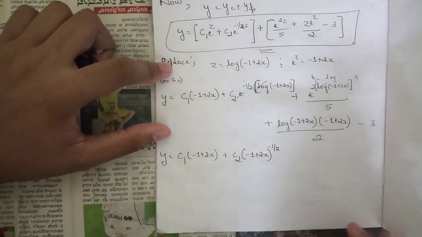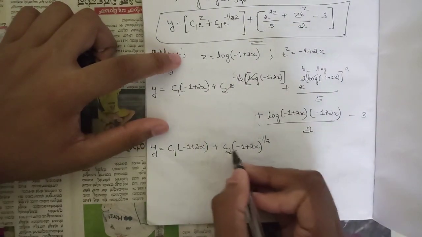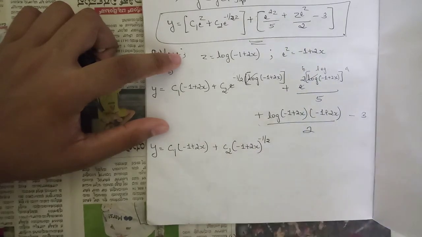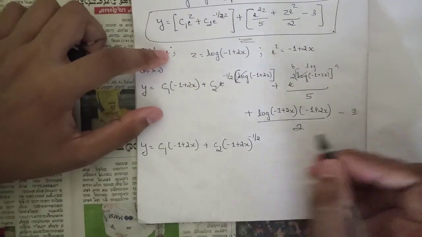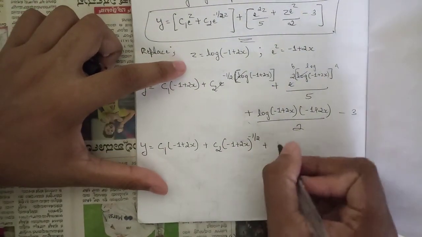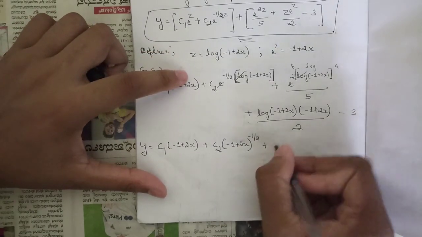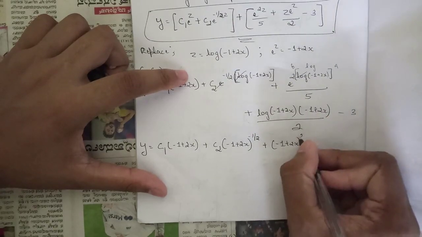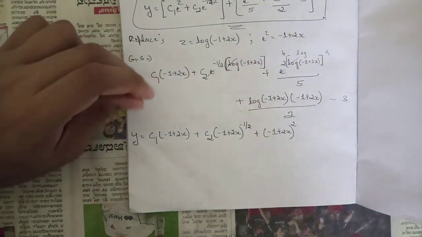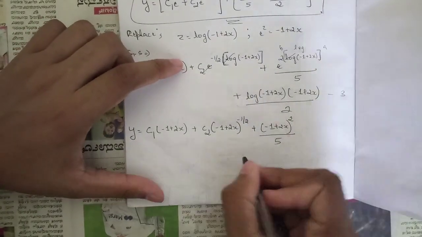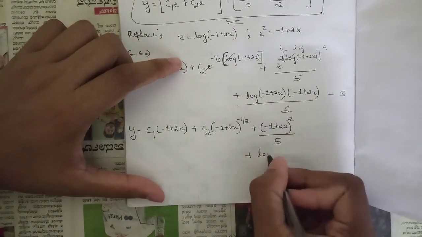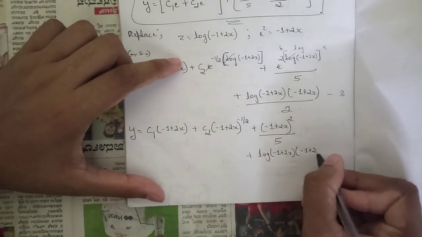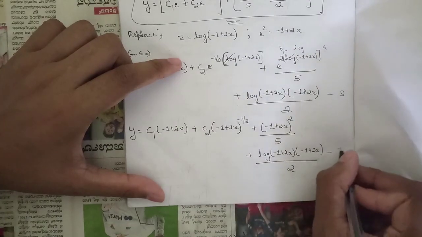half, right? Also we can write this as 1 by square root of minus 1 plus 2x, we can write it that way also, or else we can keep it as it is, plus e and log get cancelled, so the remaining term is minus 1 plus 2x to the power square divided by 5 plus log of minus 1 plus 2x into minus 1 plus 2x divided by 2 minus 3.